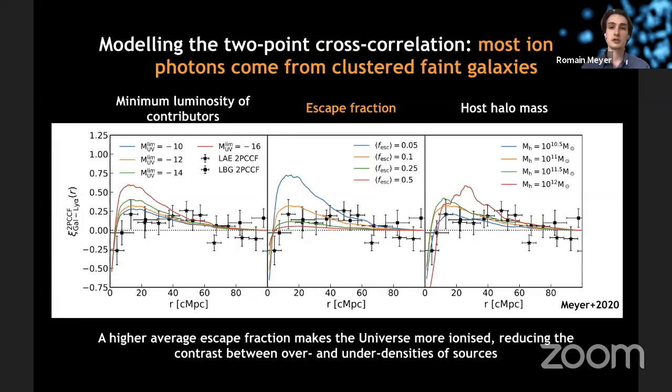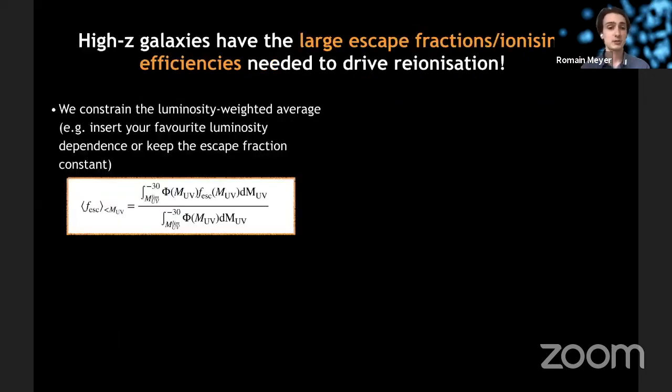So before I show the results, well, there's the title already, but I just want to emphasize we constrain the luminosity-weighted average. I will treat it as the average escape fraction of all galaxies, but actually if you have some luminosity dependence that you prefer, you can fold it into this equation and compare to our observations.